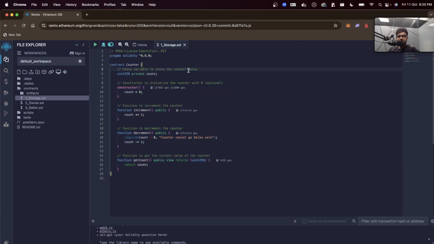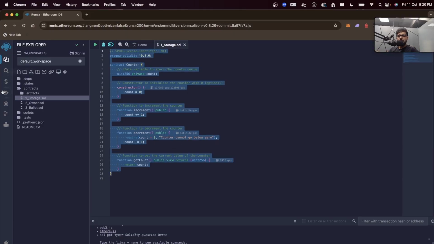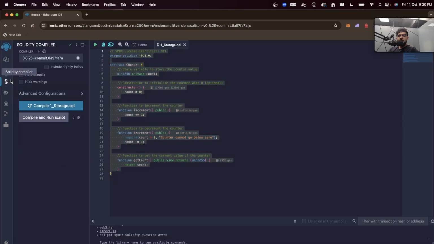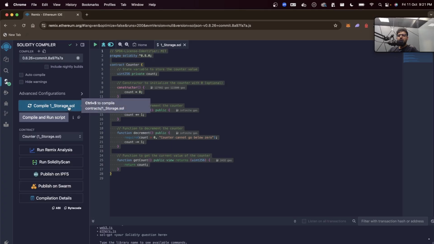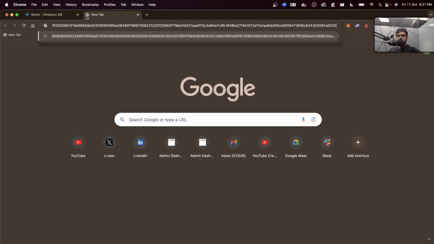But what are we trying to understand? What happens when I pass this through a compiler? What happens when I go to click on Solidity compiler on the left? Click on compile one_storage.sol. Compile this file. And what does it spit out? It will spit out two things for you. The ABI and the bytecode. Bytecode is what we're focusing on for now. Copy the bytecode. Paste it here. You will see a very long hexadecimal string.